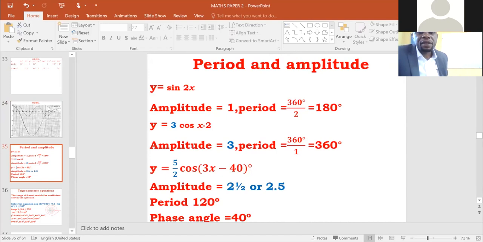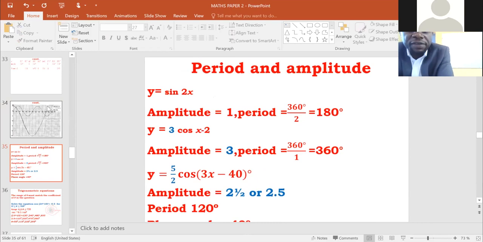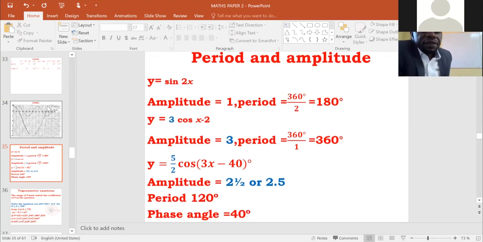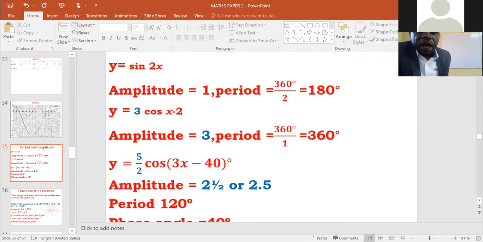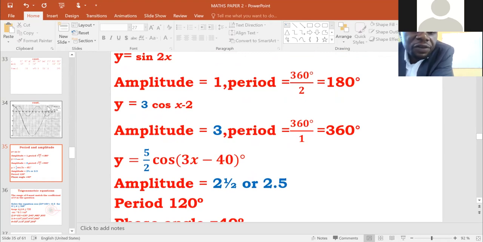Now, let's look at a few examples. If the curve is y equals sine 2x, like we noticed in the first curve, the amplitude will be 1 because the coefficient of sine is 1. The period is from the coefficient of the angle. In that case it was 2x, so it is 360 divided by 2, which gives us 180. The second curve, we have y is equal to 3 cos x minus 2. The amplitude is 3, but for the period, you take the coefficient of x, which is 1, and divide 360 by 1, which will give us 360 degrees.